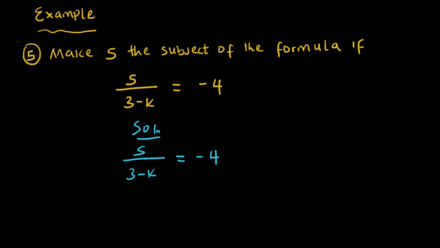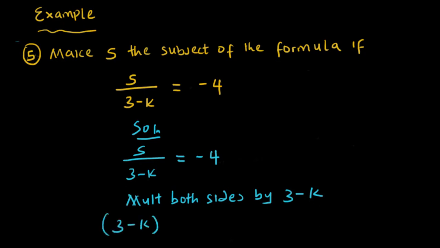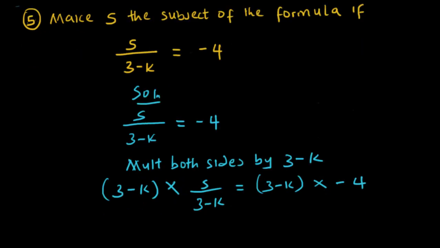So we have S divided by 3 minus k. The opposite of division is multiplication, so I'll say multiply both sides by 3 minus k. Does that make sense? So I should be having 3 minus k, I can put in brackets, times S all over 3 minus k equals 3 minus k, then times minus 4. The reason why I'm putting times is so that you can understand it perfectly. I could as well have just put the bracket.